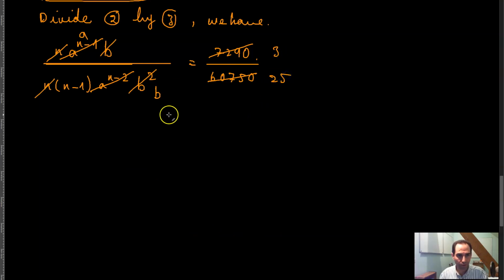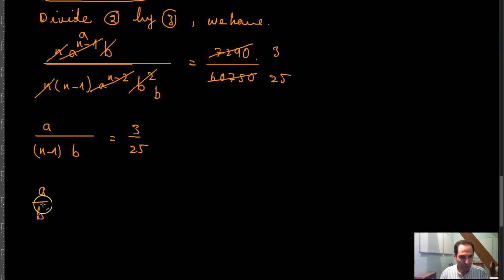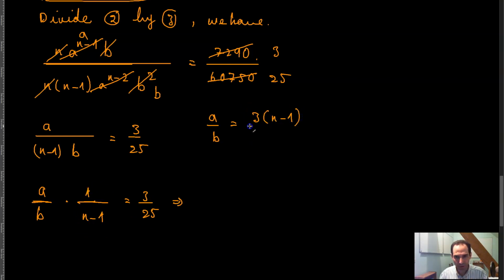That is 3 by 25. So that means that basically a divided by n minus 1 times b is equal to 3 by 25. So you can see that over here you can write this as a divided by b times 1 divided by n minus 1 is equal to 3 by 25, which means that basically a divided by b is actually this divided by this, which is this times the reciprocal of this, which is 3 times n minus 1 divided by 25. That is what you get over here.